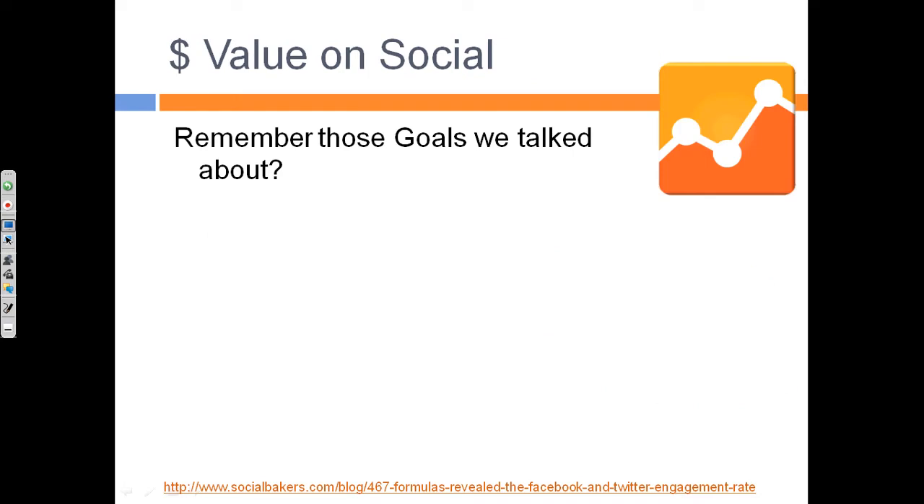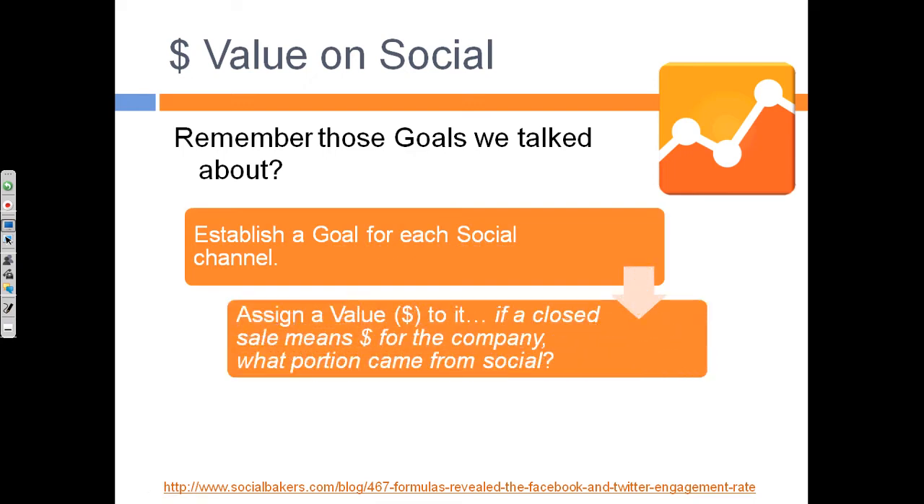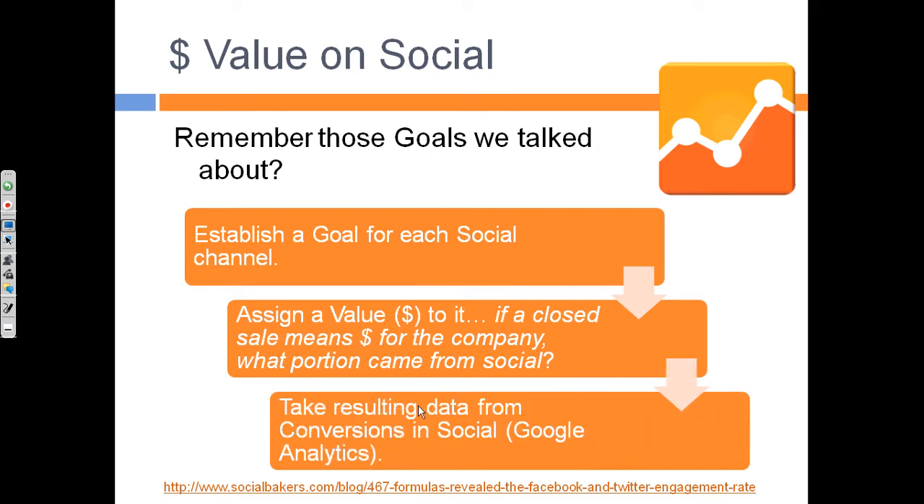And again, you can put a dollar value on your social when we talk about those goals in Google Analytics. You establish a goal for each social channel, and then assign a value to it. If a closed sale means a certain dollar amount for the company, what portion of that can you say came from social? Then take that resulting data from the conversions in social. That's in your Google Analytics, and we just looked at that. Under the social, it had a conversions tab, and you can see where those goals came to fruition.